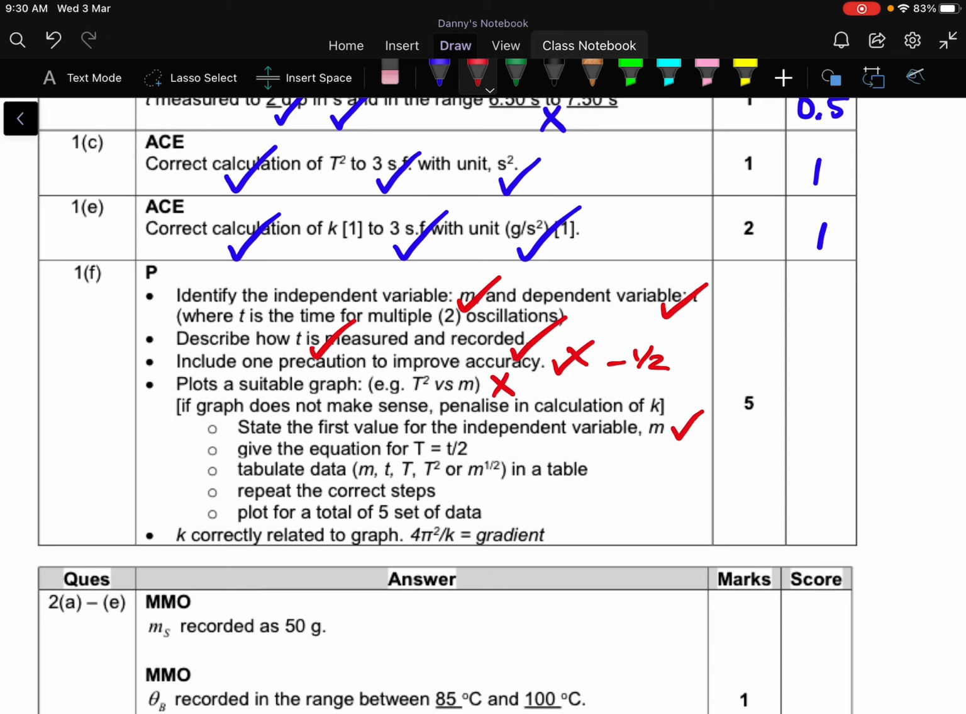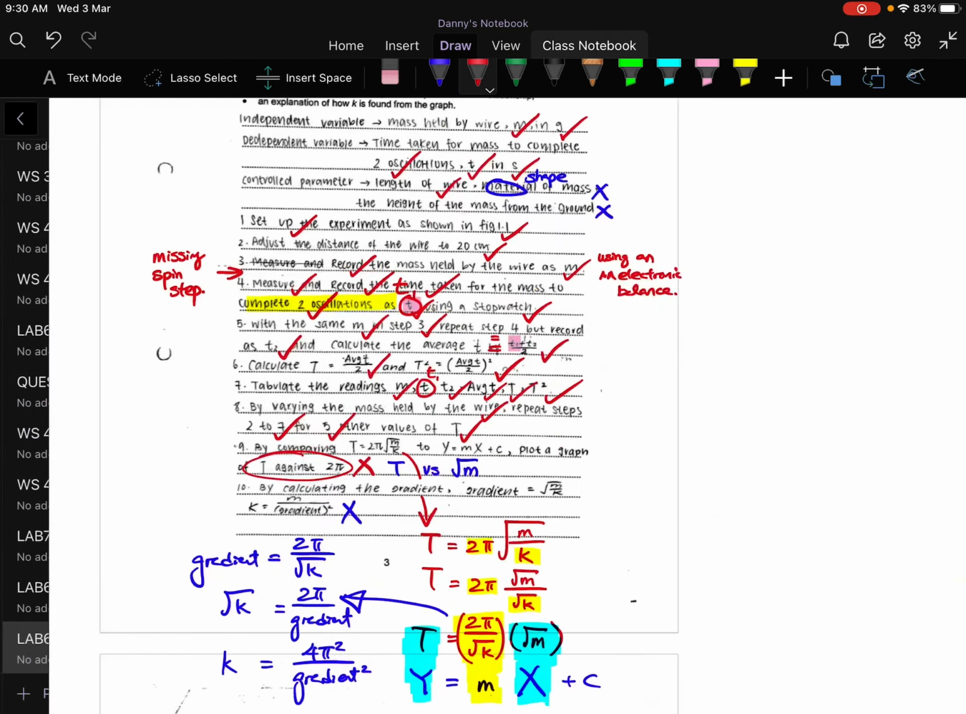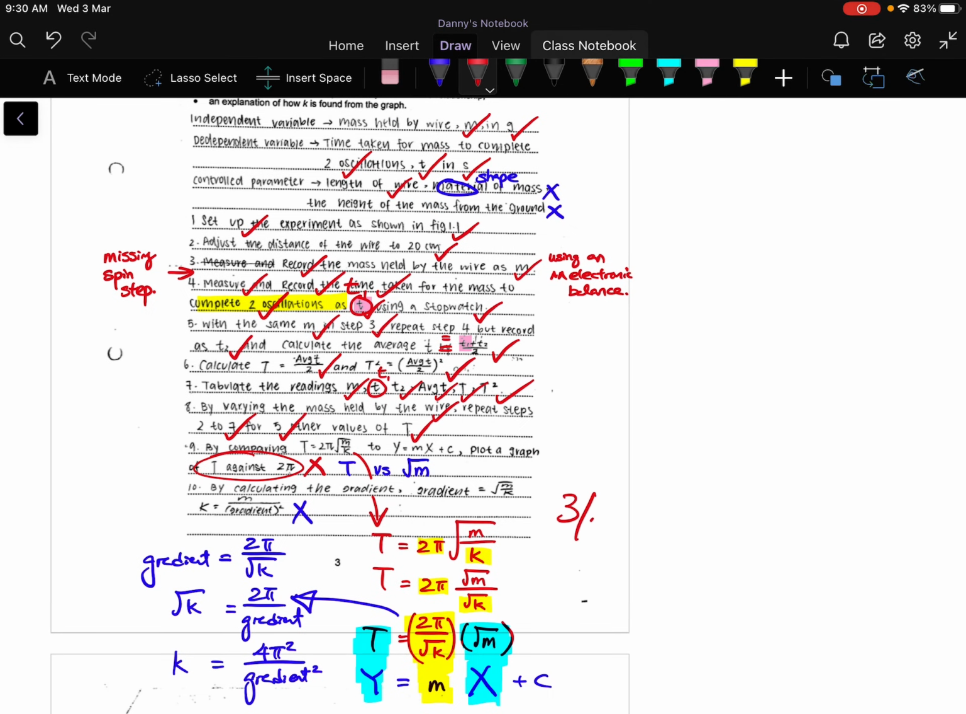She did set the first dummy value. She remembers this. She makes an excellent statement, repeat the step and all that. So I think overall, I will just minus half for her. But unfortunately, she's unable to give me the correct expression for k. So it's minus 1. So in total, she will get 3 out of 5. So this one, she will get 3 out of 5.